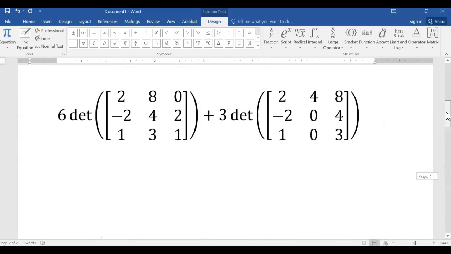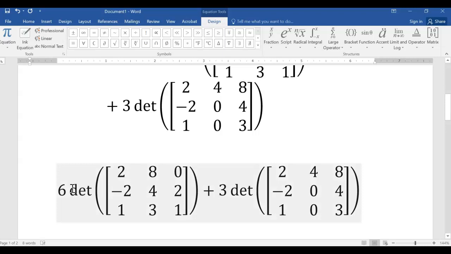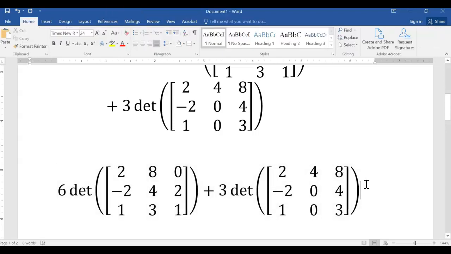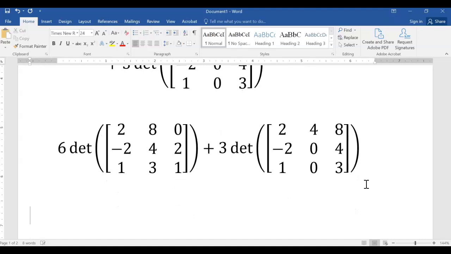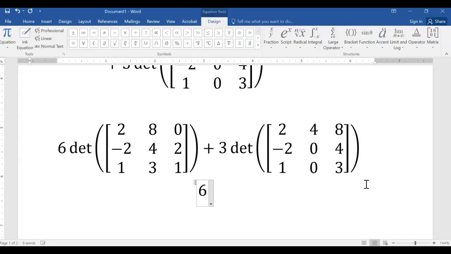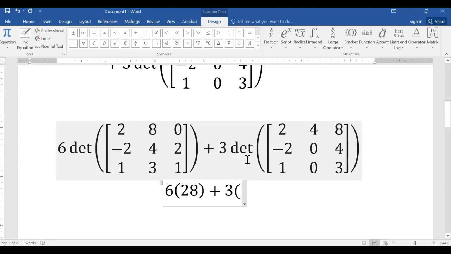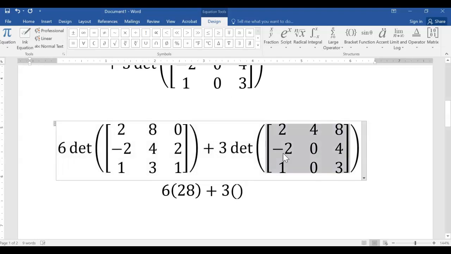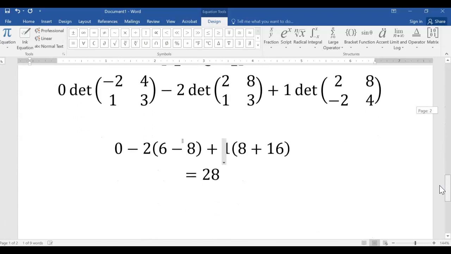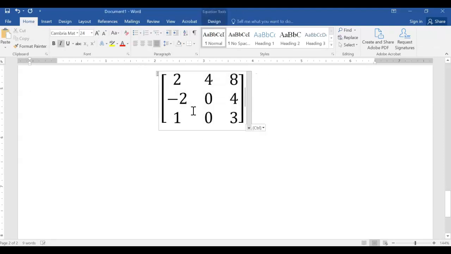Whew, that was long. So what we can do is we can go up here, back to the original, and say, well, this is actually going to be 6 multiplied times 28. Again, 6 times 28 plus 3 times, well, now I got to go find the determinant of this guy. The determinant of that guy we can find fairly quickly because that guy's pretty nice. I'm going to go on the side here.